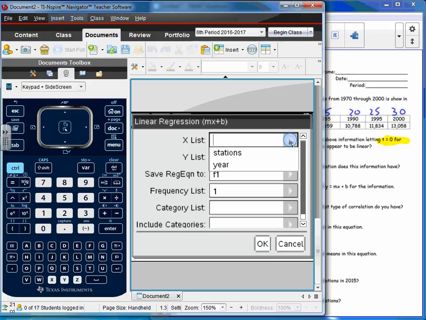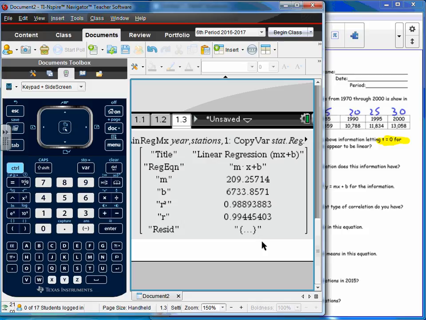Now, the x list, if I arrow down or start typing, I want that to be year. And then my y list, I'm choosing stations. And what does this save reg equation mean? It's going to save your linear regression model in the very first available spot that I have in my function area. Does that make sense? So I'm going to choose F1 because that's where I'm at. Now there are some things you need to write down. I want you to write down M and B.